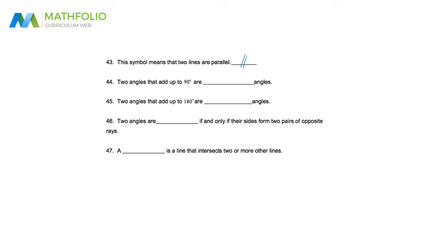There you go. Two angles that add up to 90 degrees are complementary angles. Two angles that add up to 180 degrees are supplementary angles. Two angles are something if and only if their sides form two pairs of opposite rays.